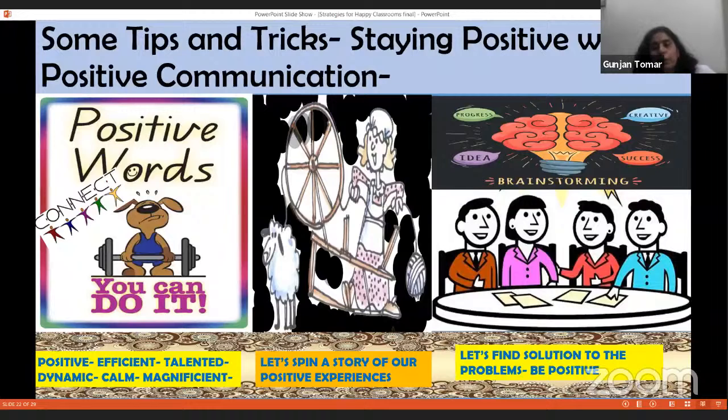It gets passed on to the other person. He has to think of a positive word starting with the letter E. So he thinks of efficient. Efficient ends with T, so it gets passed on to another student. That's how we are developing a positive vocabulary of positive words. So that became talented. Talented ended with D. D became dynamic. Dynamic ended with C. C became calm. Calm ended with M, M became magnificent, and it kept going on.